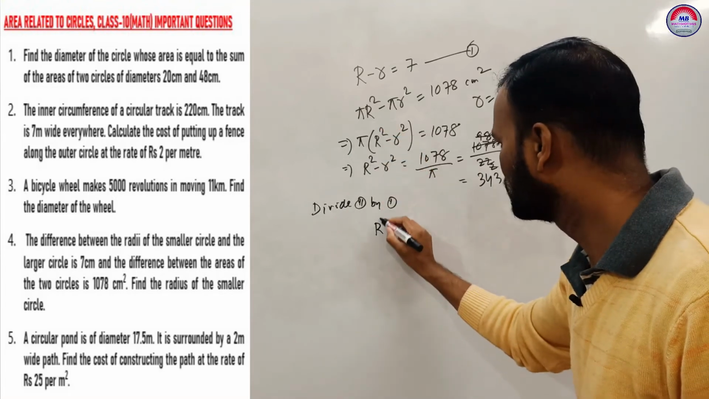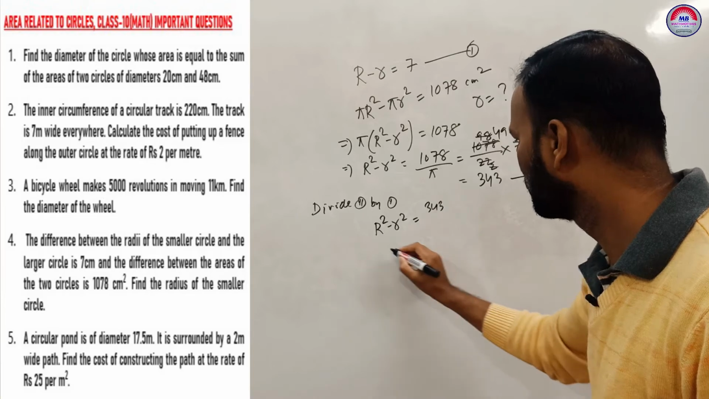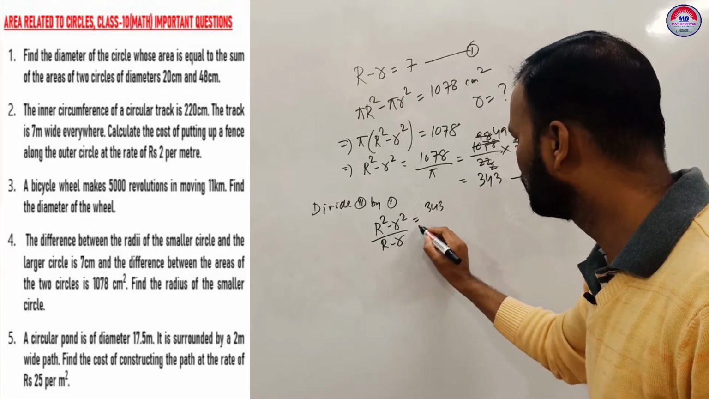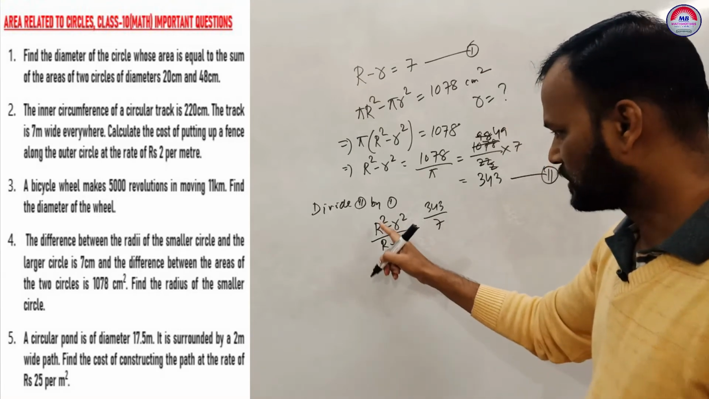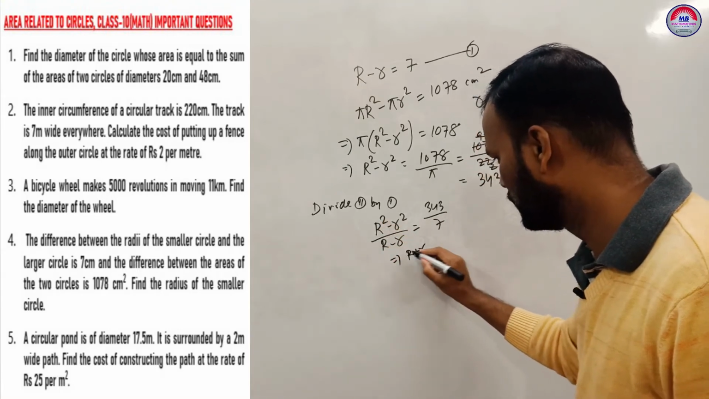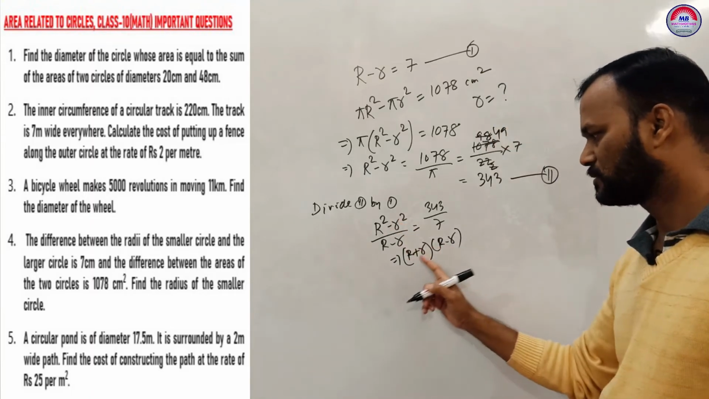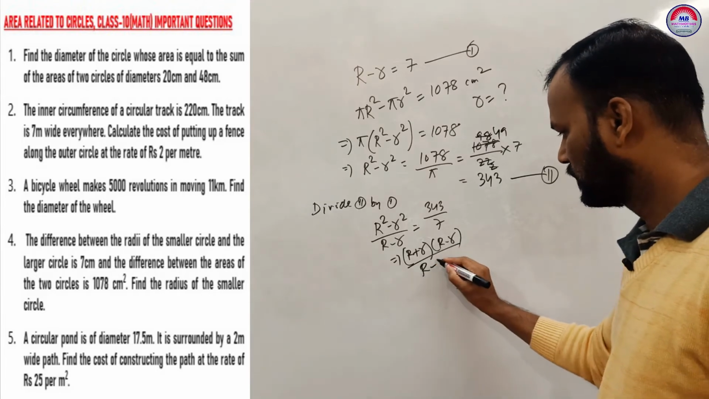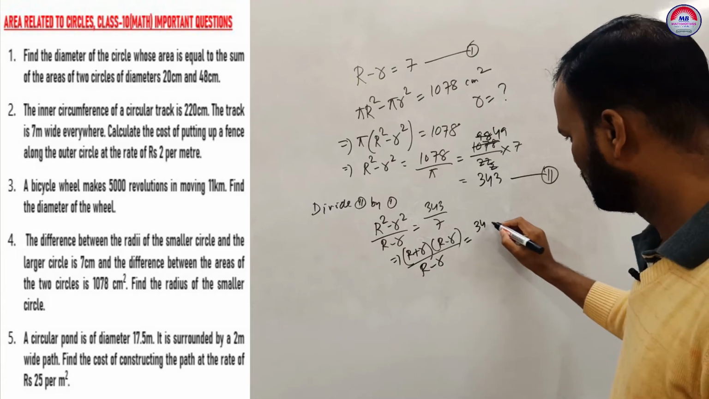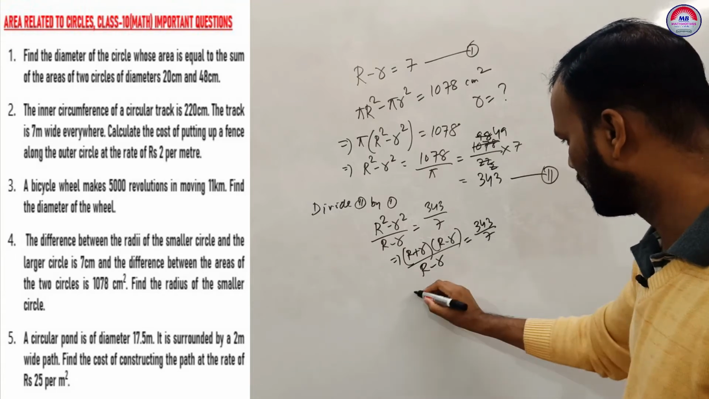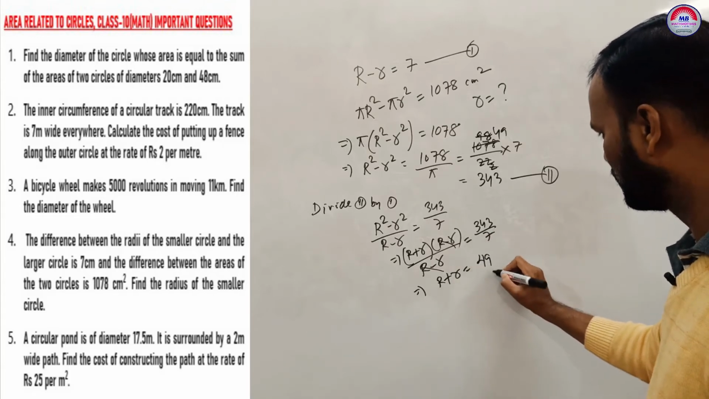Equation 2 is R square minus r square equal to 343, and equation 1 is R minus r equal to 7. Now you see, this is a square minus b square, the identity: a plus b into a minus b. A square minus b square, a plus b into a minus b, divided by a minus b, that is R minus r. 343 by 7, so R plus r equal to 49.